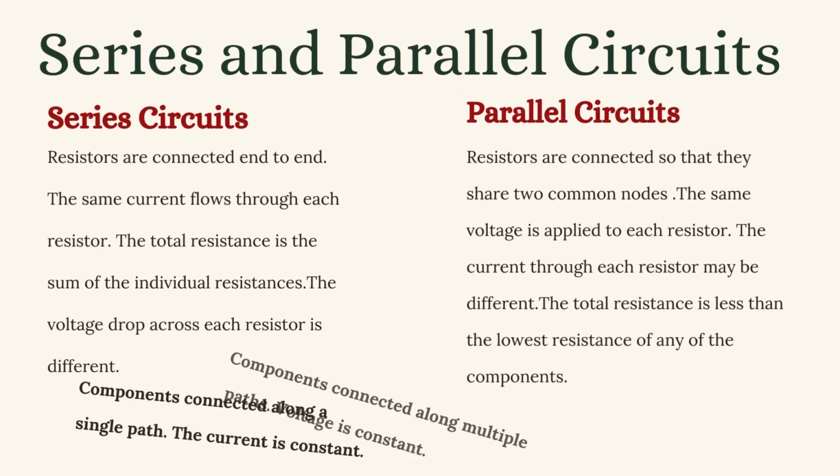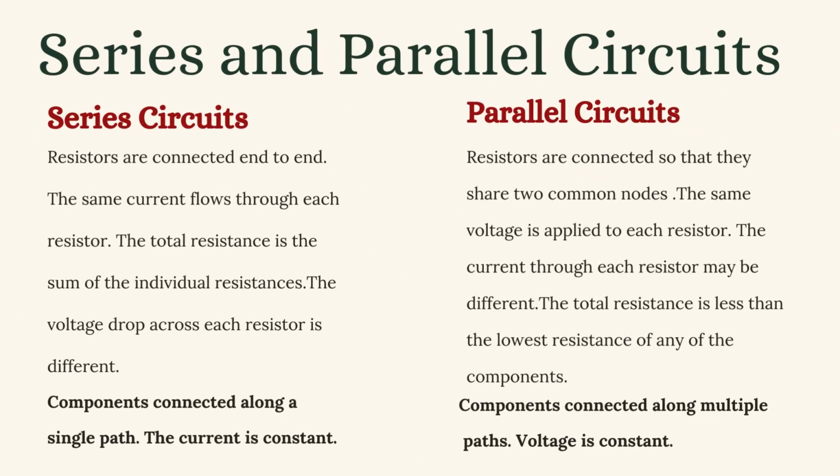Series and parallel resistance circuits. In series circuits, resistors are connected end to end. The same current flows through each resistor. The total resistance is the sum of the individual resistances. The voltage drop across each resistor is different. Components are connected along a single path.